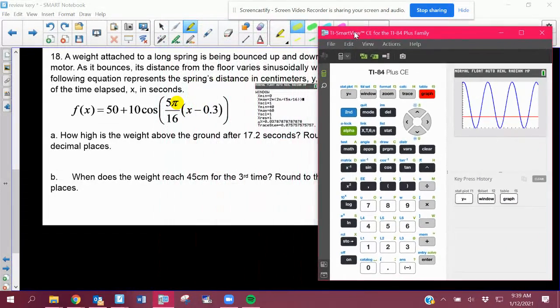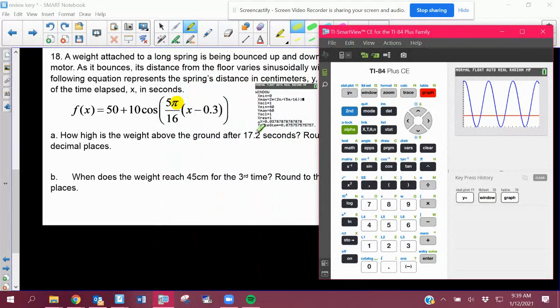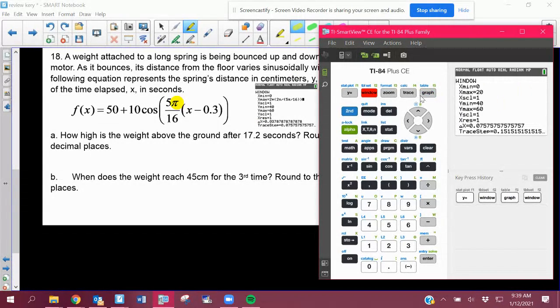The reason I did this is because it said how high is the weight above the ground after 17.2 seconds. I believe it was like 12 or 13 before. So I knew I needed to get to 17.2. So I went ahead and made my window just a little bigger. It's okay if you're not perfect on the first try.